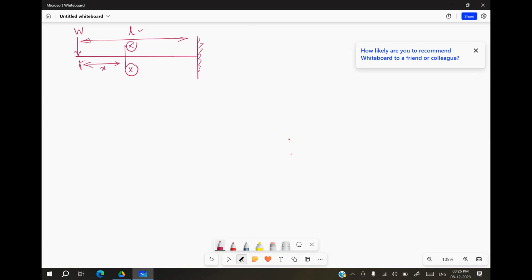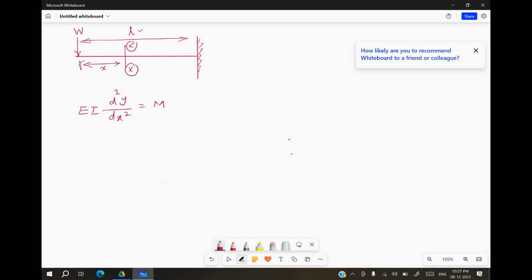From the previous discussions, we know that in the deflection of a beam, we have a general deflection equation, which is like this: EI d²y/dx² = M. This is from our previous class.